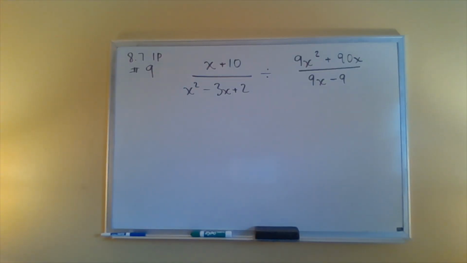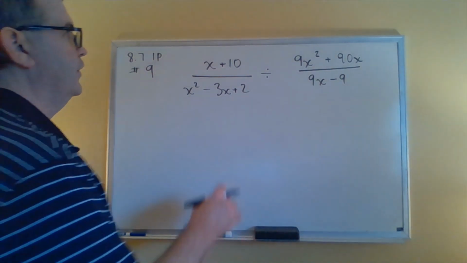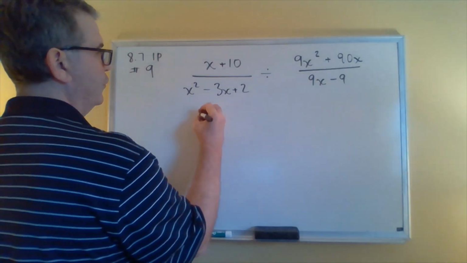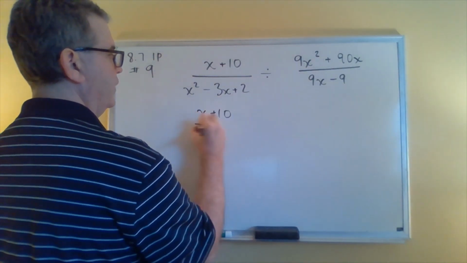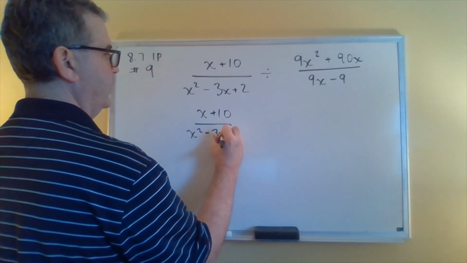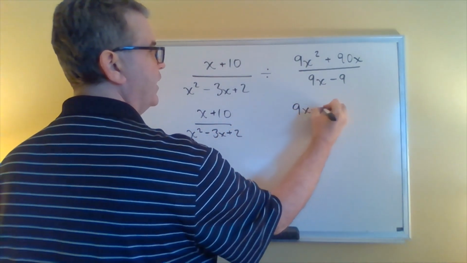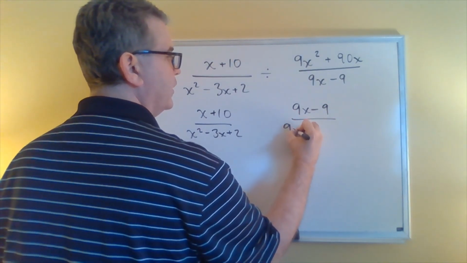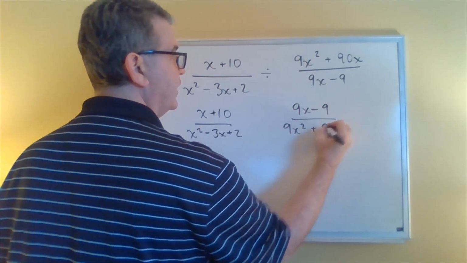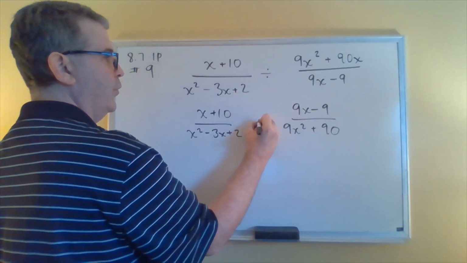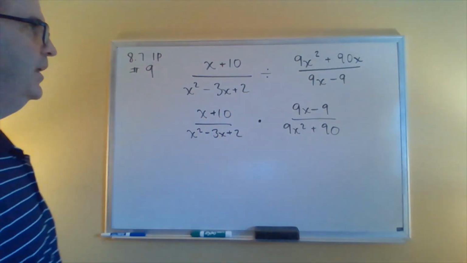Number 9, we are given x plus 10 over x squared minus 3x plus 2, and that is divided by 9x squared plus 90x over 9x minus 9. So what we're going to do first is rewrite this. We're going to rewrite the first fraction as is, x squared minus 3x plus 2, but we are going to reciprocate the second fraction, so 9x minus 9 over 9x squared plus 90x. And when we do that, we change our operator from division to multiplication.